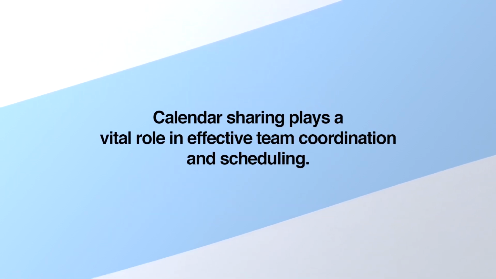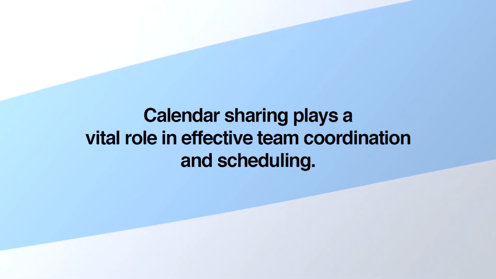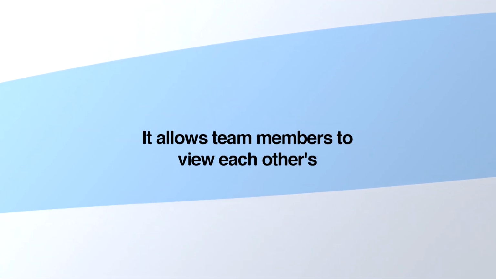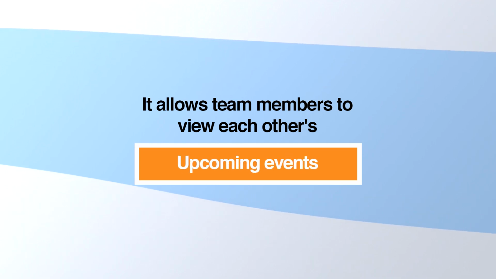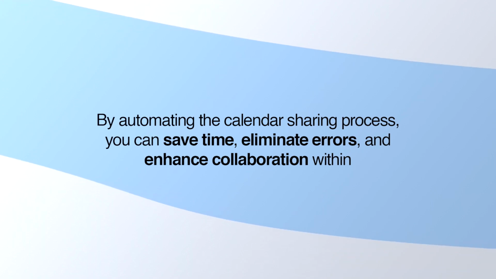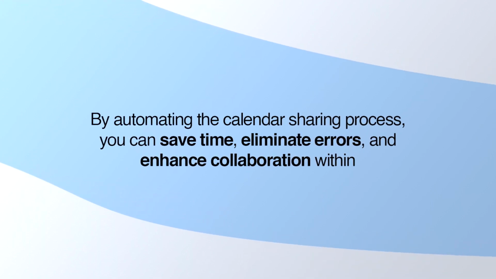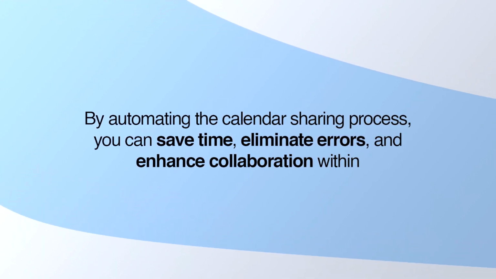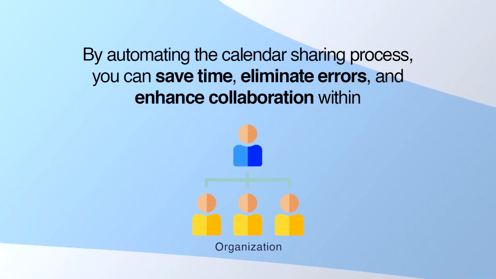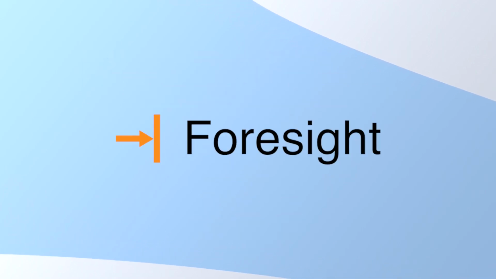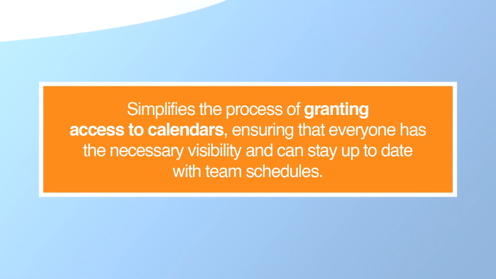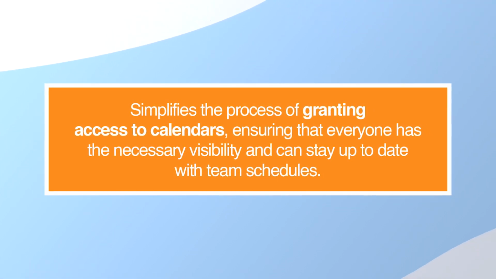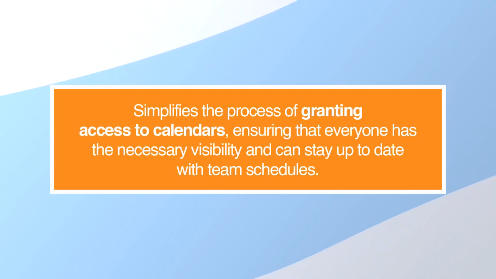Calendar sharing plays a vital role in effective team coordination and scheduling. It allows team members to view each other's availability, schedule meetings, and stay informed about upcoming events. By automating the calendar sharing process, you can save time, eliminate errors, and enhance collaboration within your organization. xFanatical Foresight automation tool simplifies the process of granting access to calendars, ensuring that everyone has the necessary visibility and can stay up to date with team schedules.